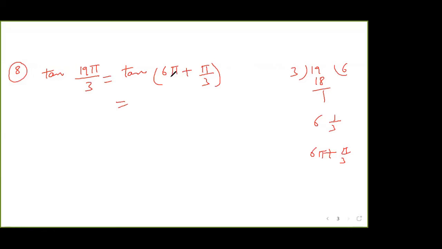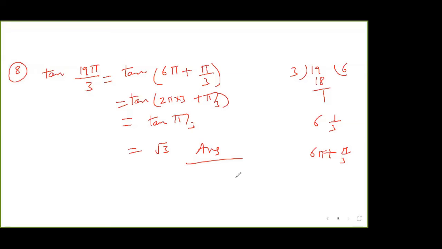Now what is this? That is an even multiple of π, so you can write it like this, 2π into 3 plus π by 3. It means 2nπ plus π by 3, so you can write it as tangent of π by 3. What is the value of tangent π by 3? That is equal to root 3. This is the answer.